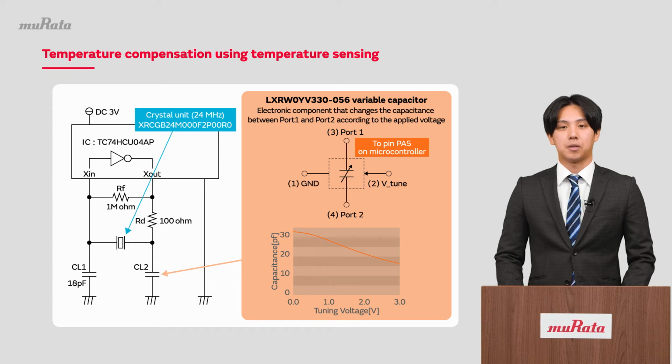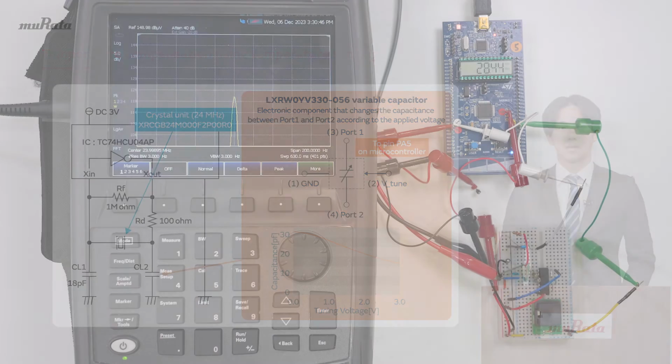A variable capacitor is a component with 4 pins. Altering the voltage applied to G&D and V-tune changes the capacitance between port 1 and port 2. By using this variable capacitor as CL2, we can adjust the capacitance to cancel out the change in frequency of the crystal unit due to temperature variation, thereby correcting the oscillation frequency.